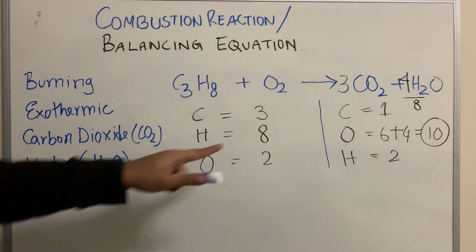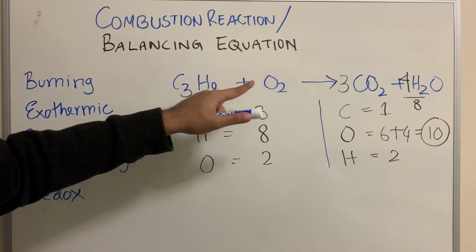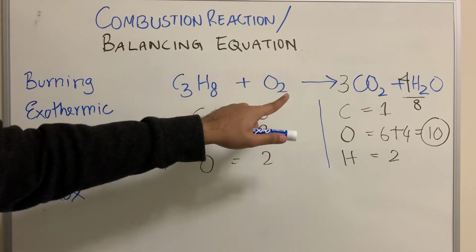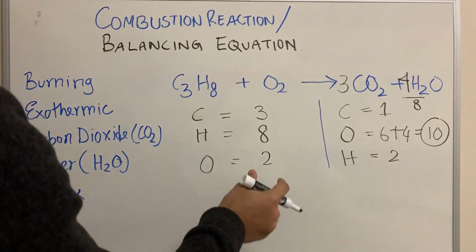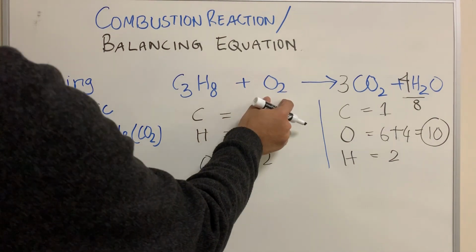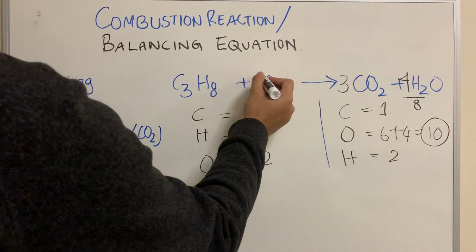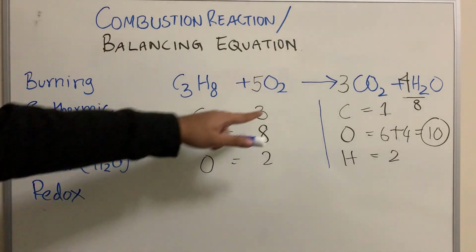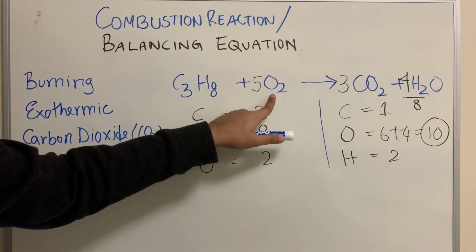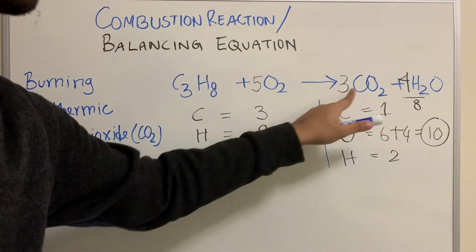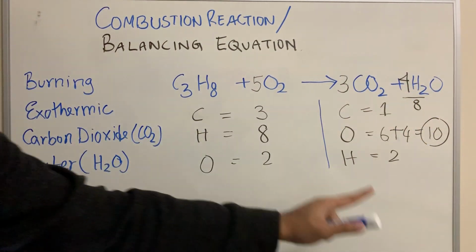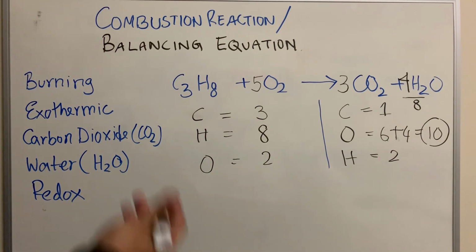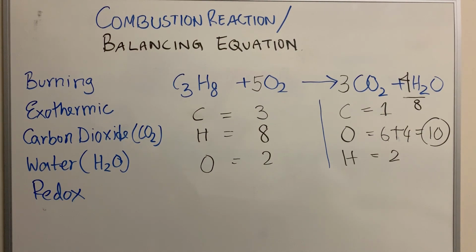Now to balance this, you have to add a coefficient on the left-hand side. This side has 2 atoms of oxygen, so you need to figure out a coefficient that you multiply with 2 to make it 10. And we know 5 times 2 is 10. There you go. You have 5 times 2, 10 oxygens here, and on the right-hand side you have 3 times 2, 6, and 4 times 1, 4, a total of 10 oxygens also. That is your balanced combustion reaction for the combustion of propane with oxygen.